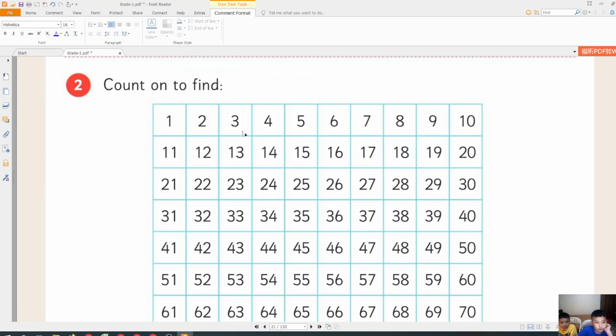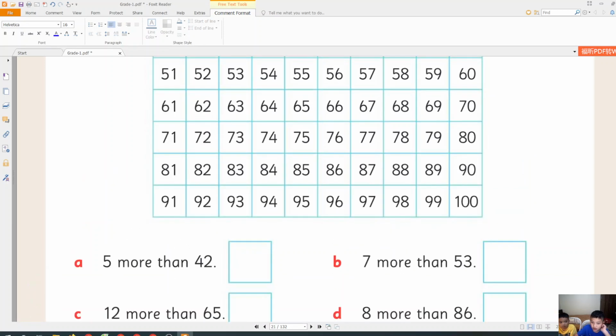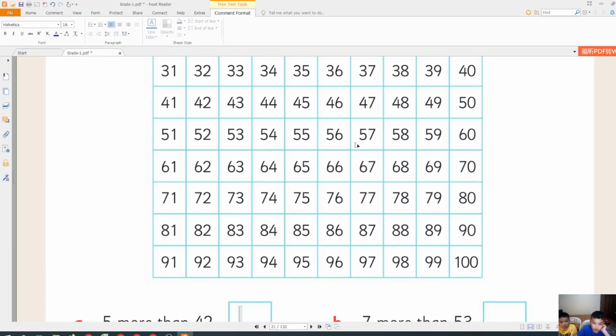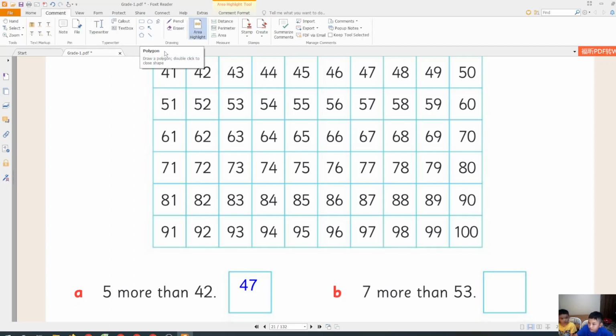In exercise 2, we will count on to 5. Let's find the number that is 5 more than 42. What number is it? 5 plus 42 equals 47. Yes, it's 47. Where is 47, do you see this? Between 46 and 48. Yes, it's here. It's 47.